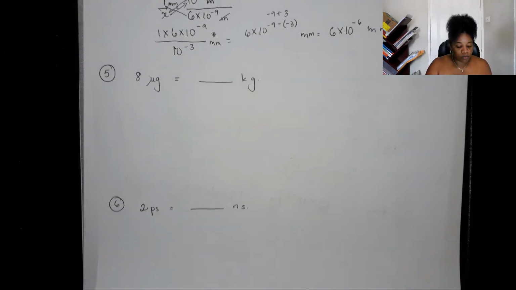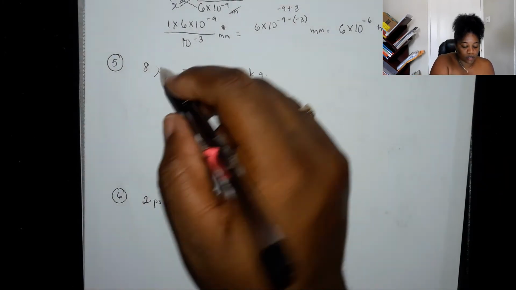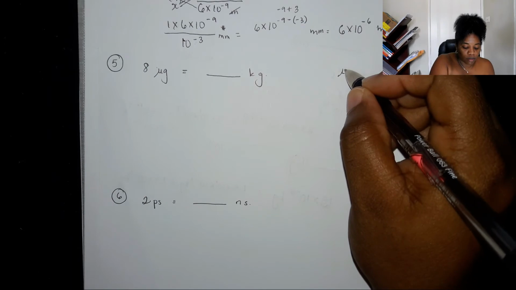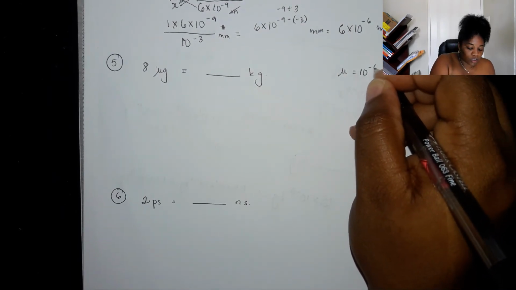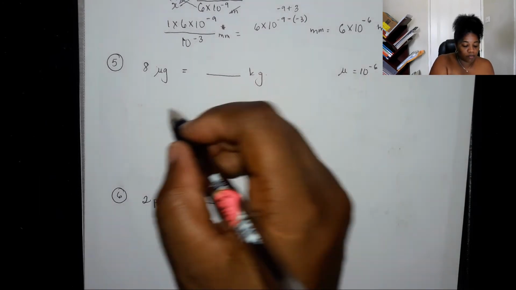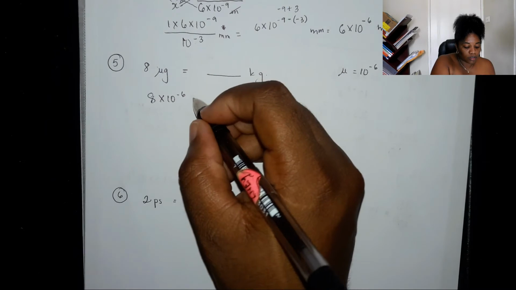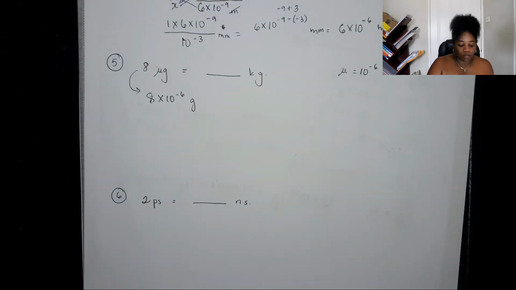Good. So now we have 8 micrometers. Sorry, 8 micrograms. And we have to remember what a microgram is. Equal to a micro is 10 to the negative 6. So you're going to say 8 times 10 to the negative 6 grams. That is what this is equal to.